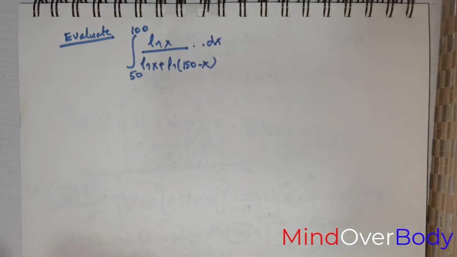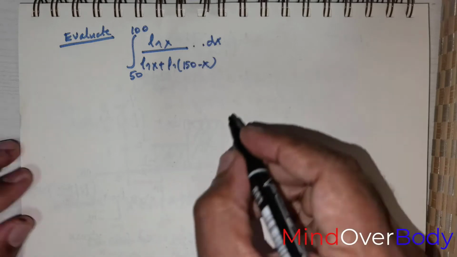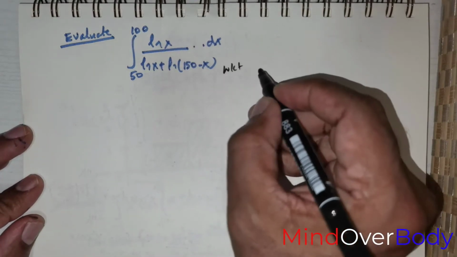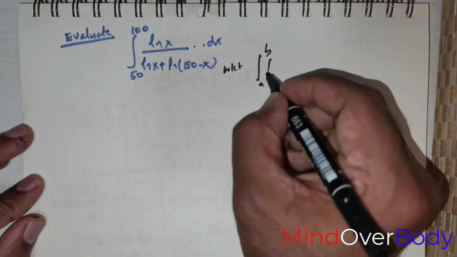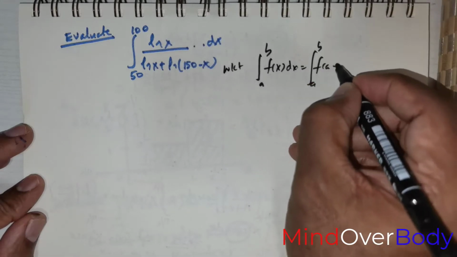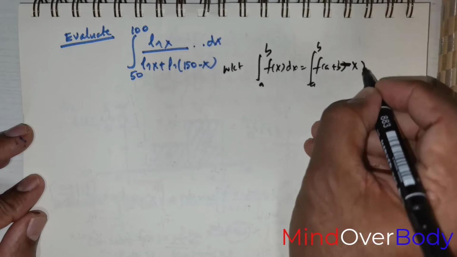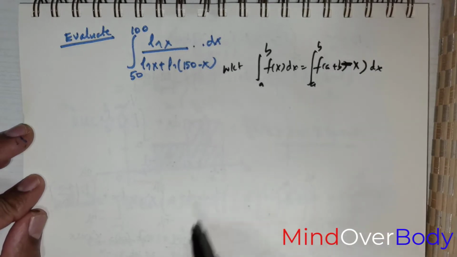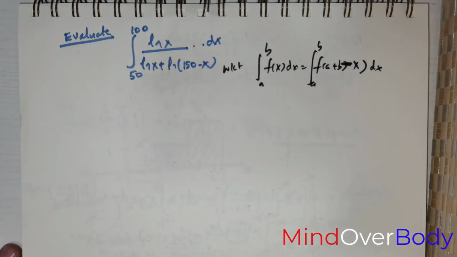The first way would be the longer way. So we know that the integral from a to b of f(x) dx is equal to the integral from a to b of f(a + b − x) dx. So this is the property we just saw a minute ago, and I will be using this property.